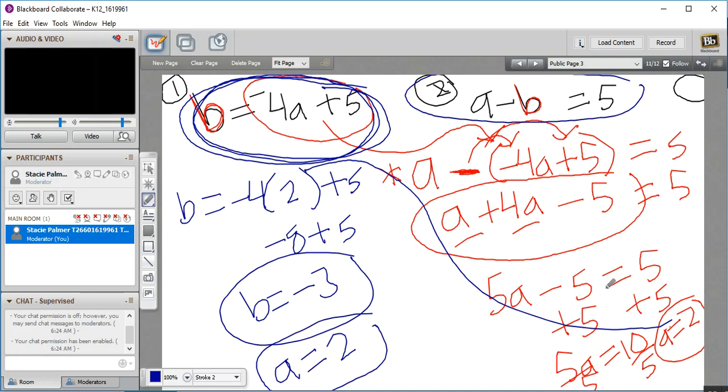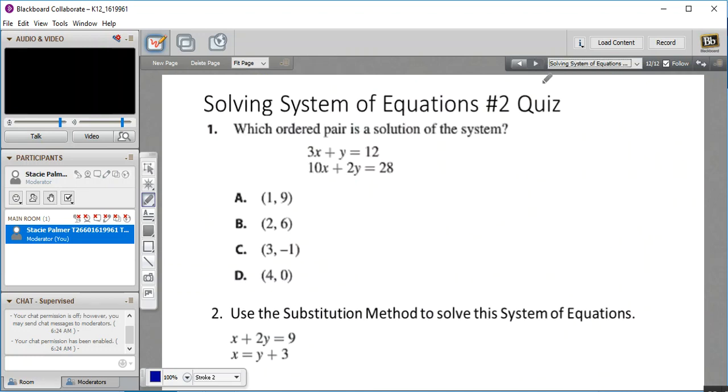Okay? So with that said, I'm going to go ahead and pull up your quiz. For those of you who are ready to take your quiz, you can do that. Let me help you with this just a little bit. So the first one says, which ordered pair is a solution of the system? So you're picking which of these is a solution, okay?